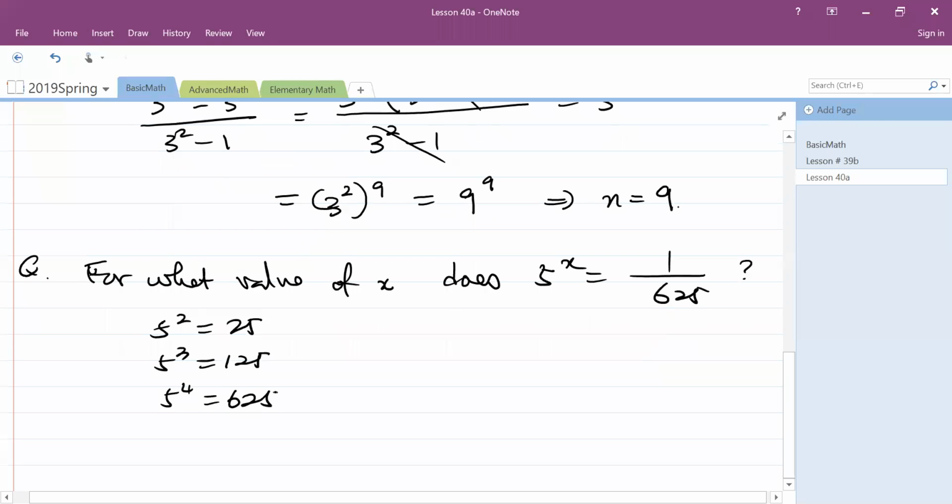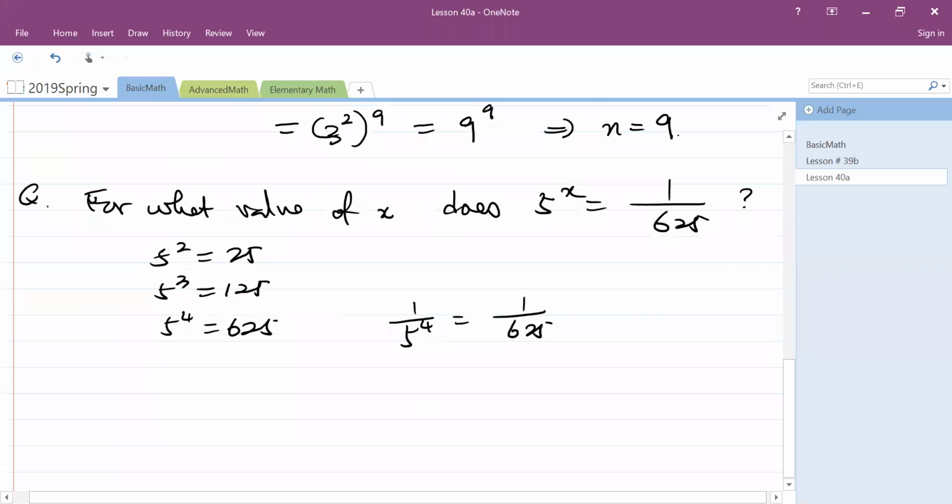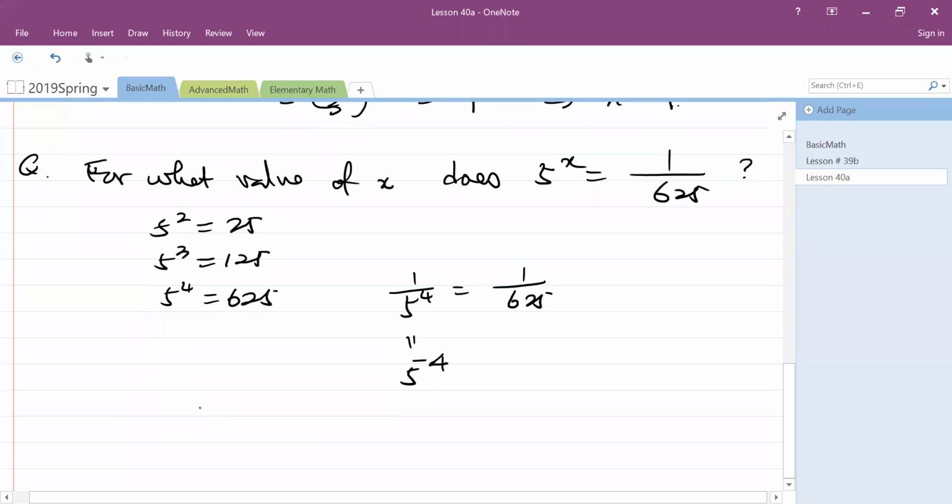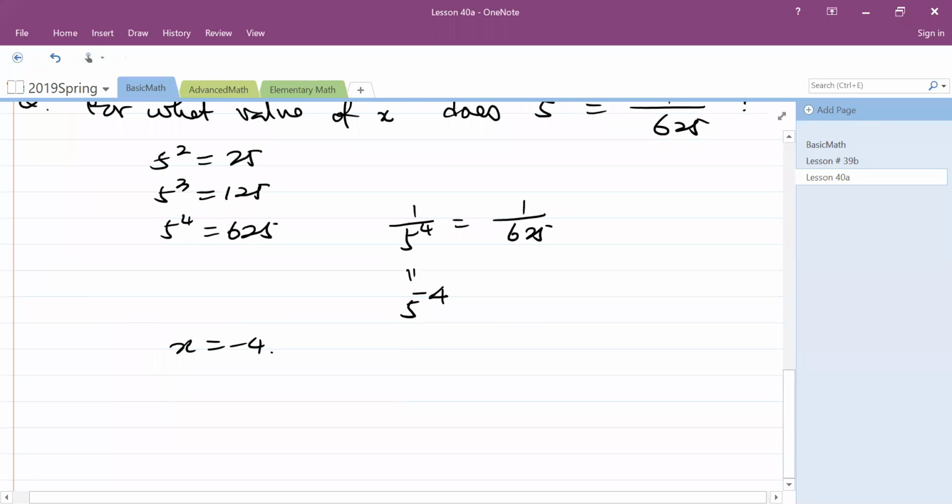So we have to use the following fact. We turn this upside down, right? But that one should be able to be written in the form 5 to the -4. Okay, so that's why x should be equal to -4. So when we have a negative number, then what's the definition, right?